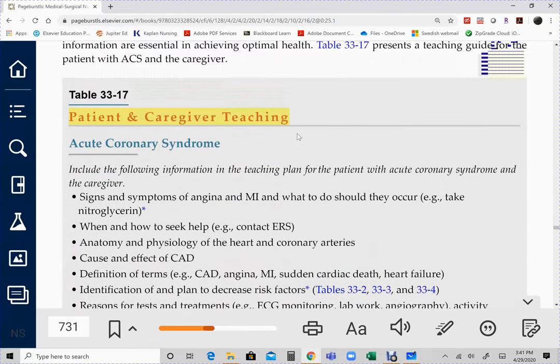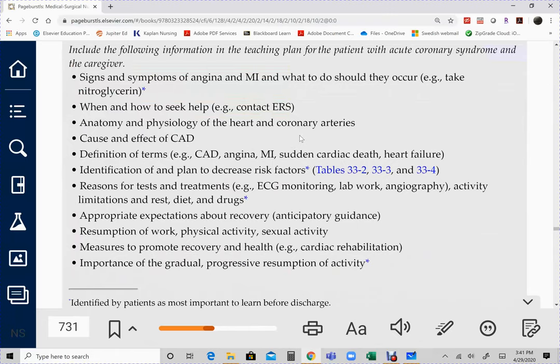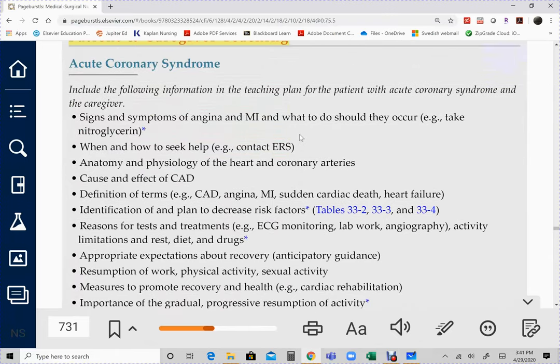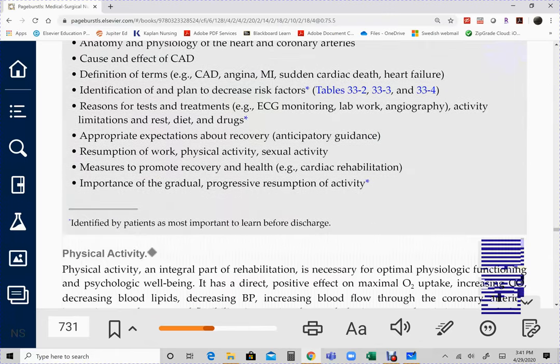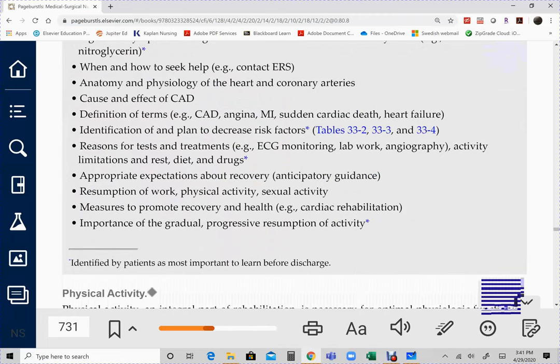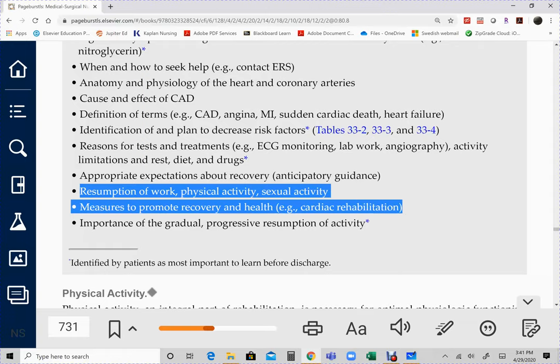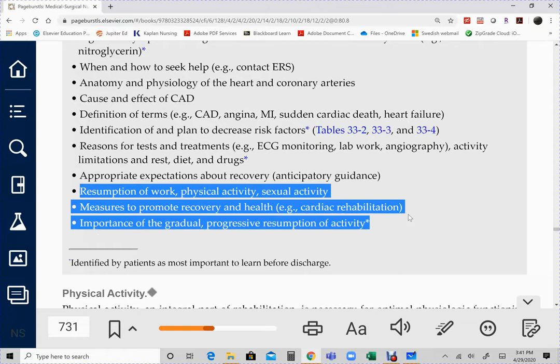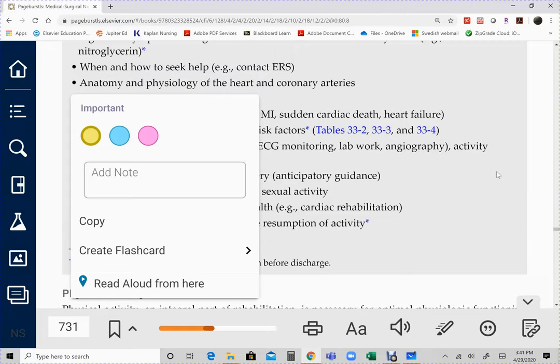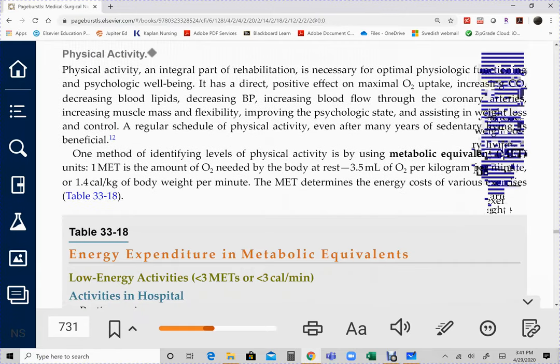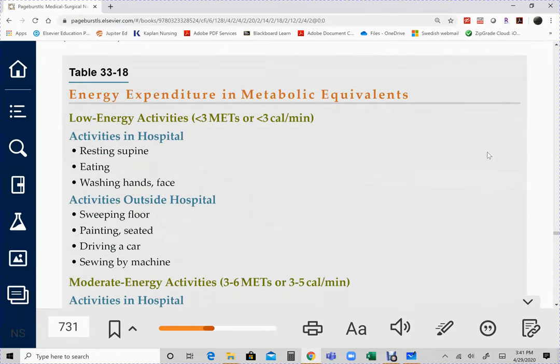Here's a summary, table 33-17. These are what you teach them about their condition. Very important is this. Okay, so because these are 50, 60 years old patients, or even younger, they need to know when they can resume activity, when can they go back to work, when can they have sex again. Okay, so these are important details that they should understand.